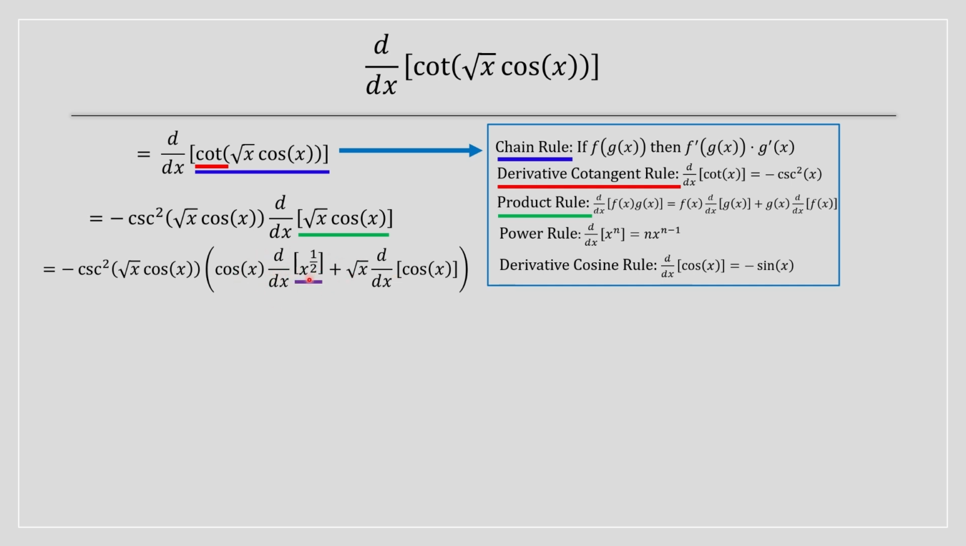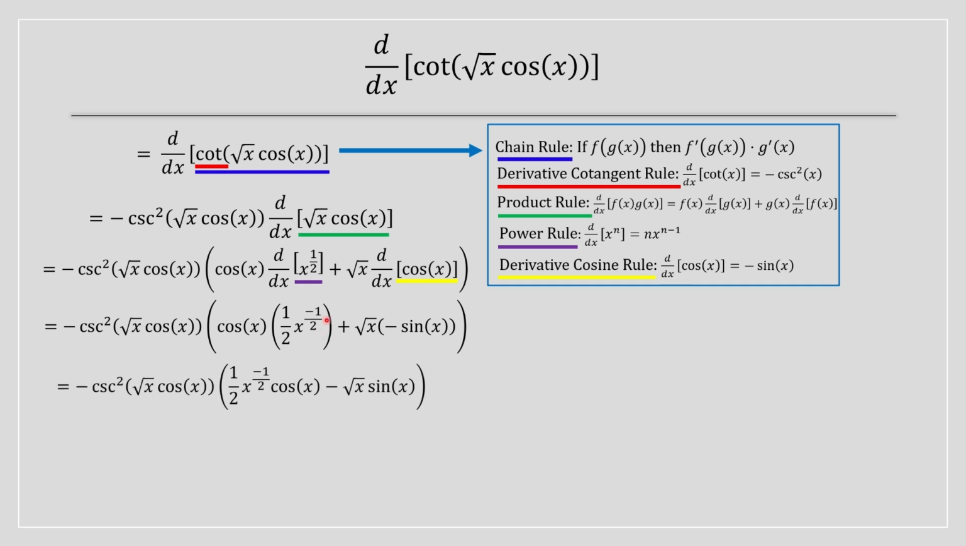And now over here, we have to do the power rule because it's just x to the power of something. And over here, we have the cos of x rule. And over here we get negative sine of x, and over here we're going to have 1 divided by 2 on the bottom, and we have negative 1 divided by 2 on the top. Now once we do that, we rearrange it, and that's our answer to this question.